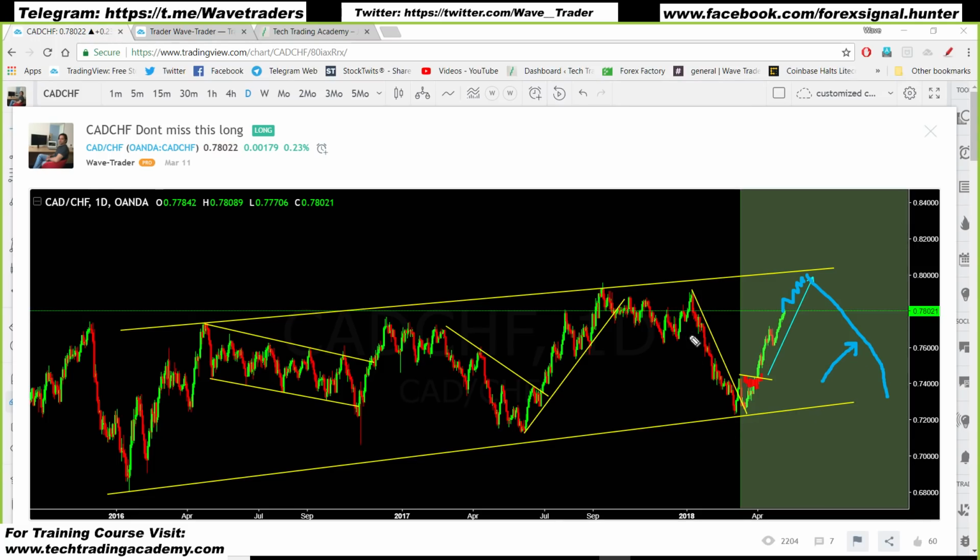That is what I was saying when price was there at that top: don't miss that move. And I was saying the same thing when price was here: don't miss that move. I'm just repeating myself again.